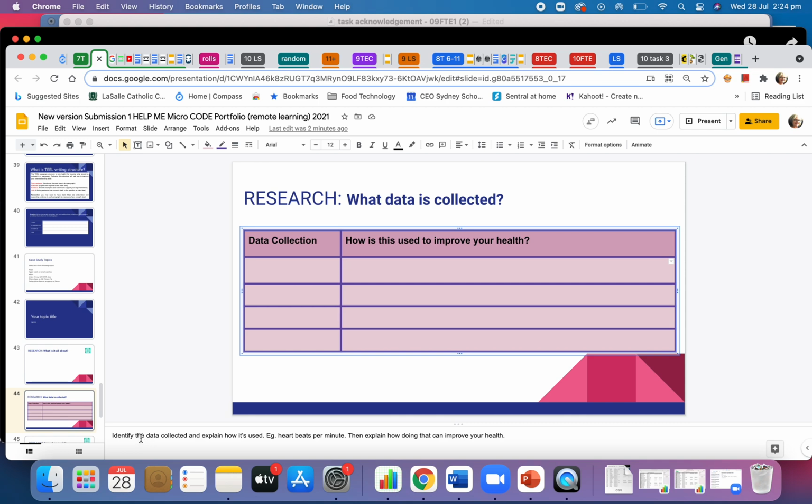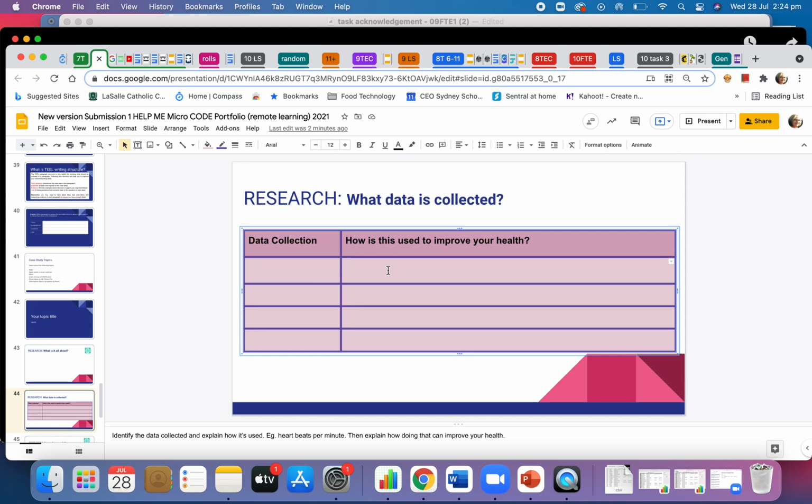Now I've given you an example down there. Identify the data collected and explain how it's used. For example, heartbeats per minute. Then explain how that would improve your health. So in this, I would say the Fitbit collects my heartbeats per minute, and then this part you could go on and talk about health.